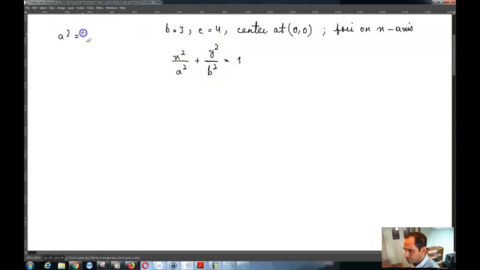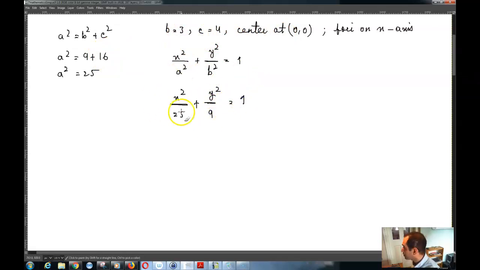So a squared is equal to b squared plus c squared. Then a squared is equal to 9 plus 16, which is equal to 25. So then I can write x squared by a squared, which is 25, plus y squared by b squared, which is basically 9, is equal to 1. And that is the equation of your ellipse. Question number 18. So these seem to be simple. There is no problem here.